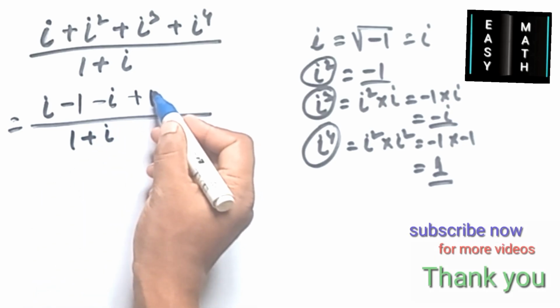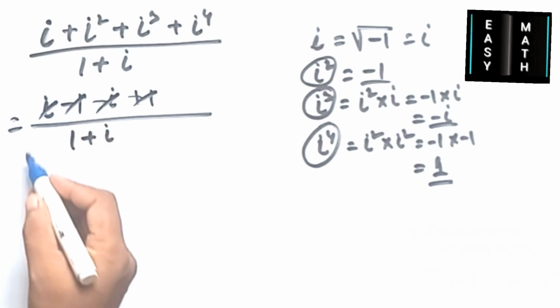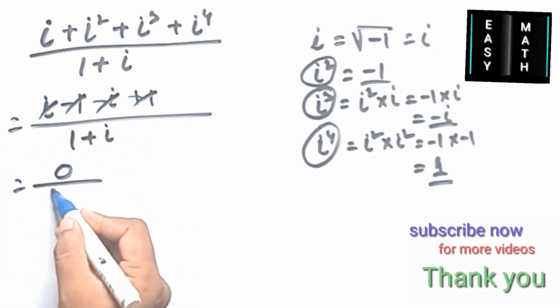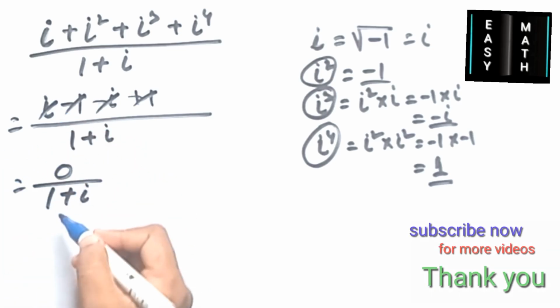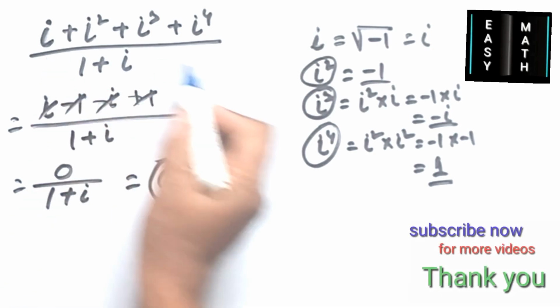So this +1 and -1 cancel, and this cancels. So the above is 0. This is 1 plus i. So we can write that the value of this is 0. So this value is 0.